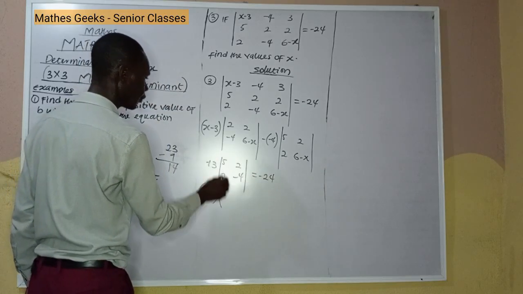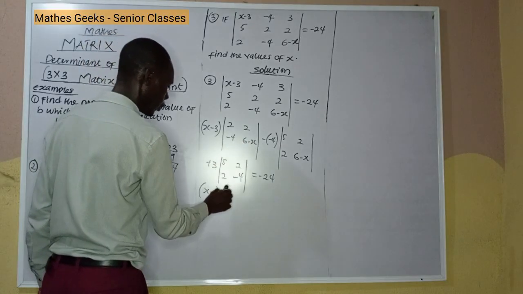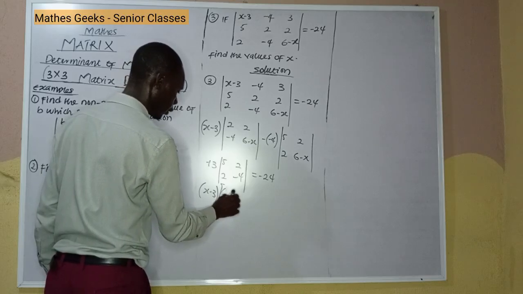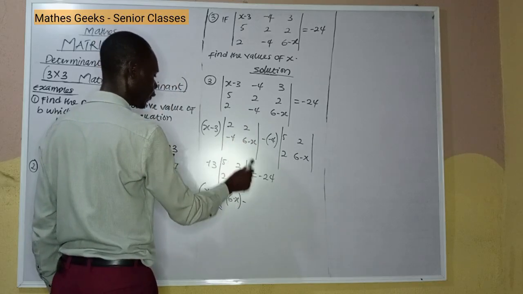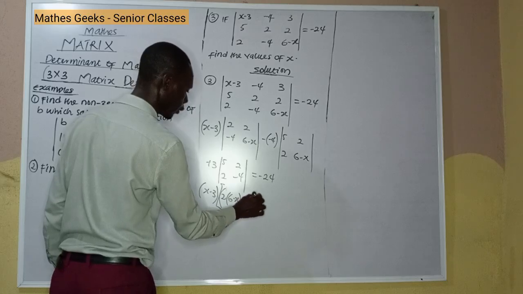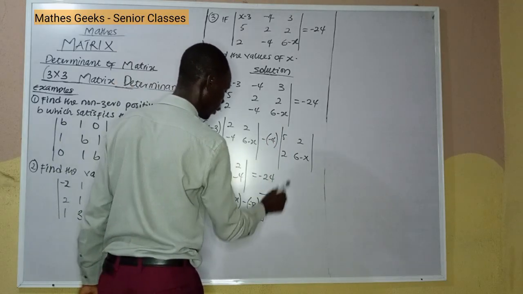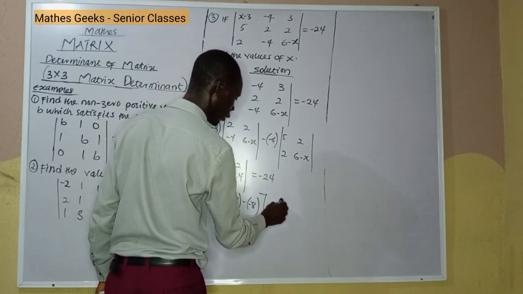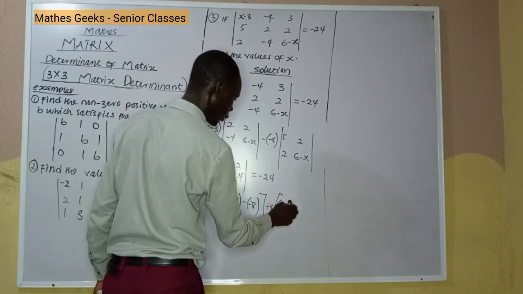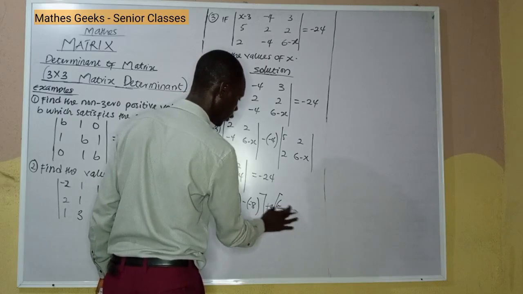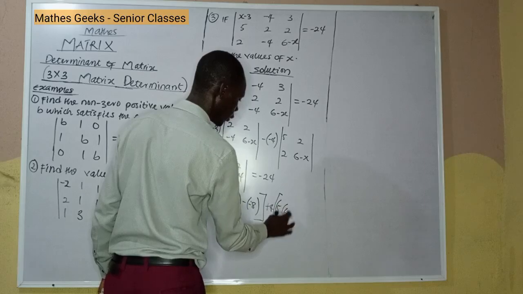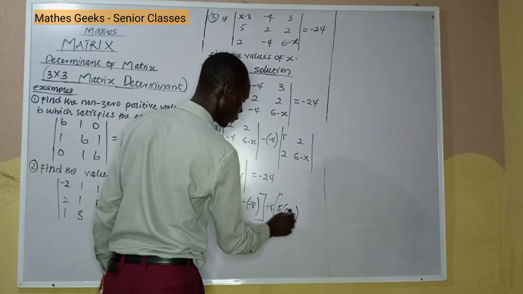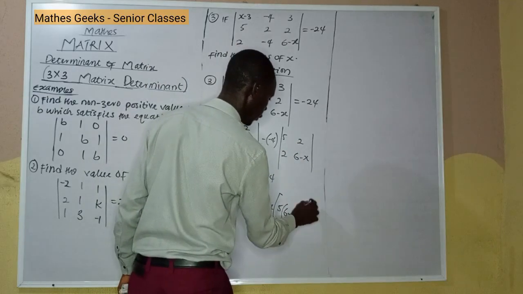x minus 3 times (2 times 6 minus x gives us 2 times 6 minus x, minus 2 times minus 4, which is minus minus 8, so plus 8). Then 5 times (6 minus x), and 2 times 2 minus 4.